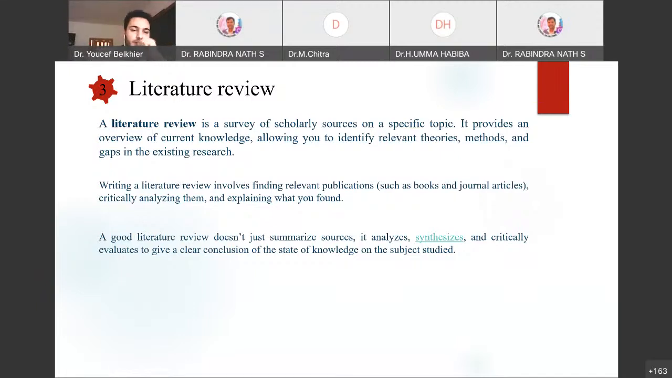So as I said, the literature review is the history of how you found this research problem or problematics of your work. A literature review is a survey of a scholarly topic. It provides an overview of current knowledge, allowing you to identify relevant theories, methods, and gaps in the existing research. It involves finding relevant publications, such as books, journals, and also conferences, critically analyzing them and explaining them. So this is the literature review.